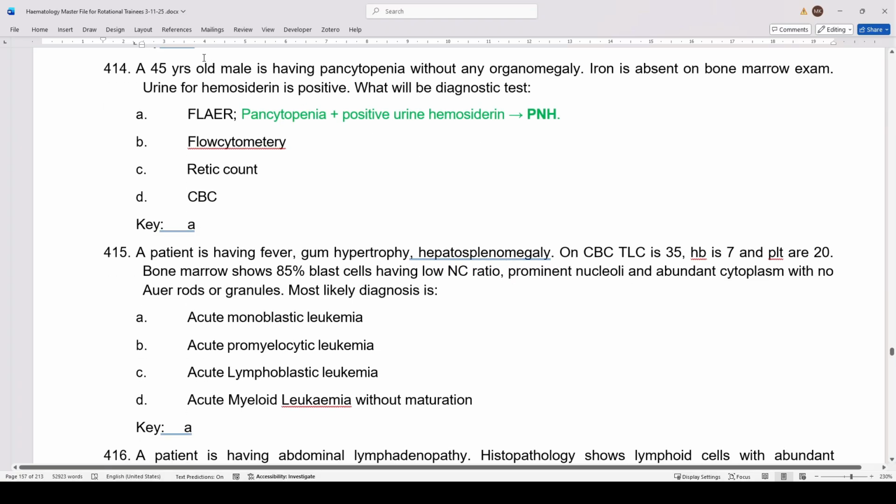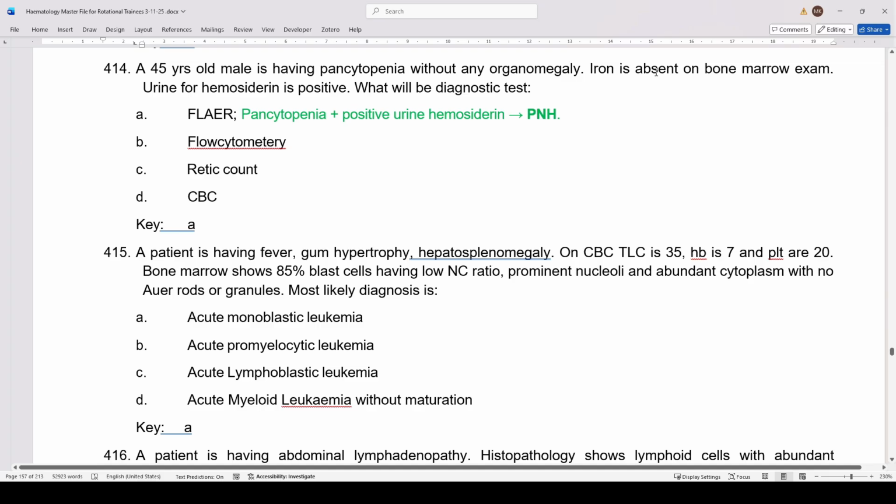Next is 414. A 45 years old male is having pancytopenia without any organomegaly. Okay, this is a pancytopenia without any organomegaly, because if it said that splenomegaly is there, we would say yes, there will be some sequestration of the cells in the spleen, and that's why we are getting pancytopenia or cytopenias in the peripheral blood. When they say there is no organomegaly, it means there is no sequestration there. We have to say some other cause.